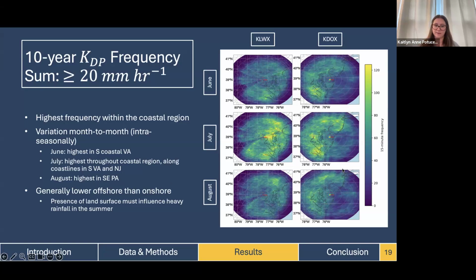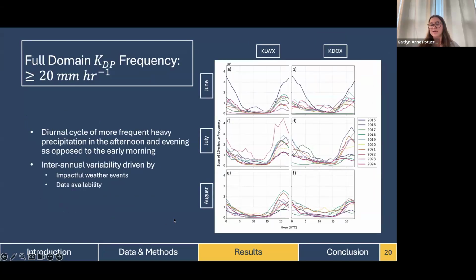in the offshore environment. We can also look at this hourly as well to get a sense of when this rain is occurring. And this is a plot of the sum every single hour of heavy rainfall frequency for the entire region in each year. We do see a diurnal cycle pop out in many of these years where we have most frequent heavy rainfall in the afternoon, and then we reach a minimum in the early morning and overnight hours here. So heavy rainfall is a bit less frequent at those times.